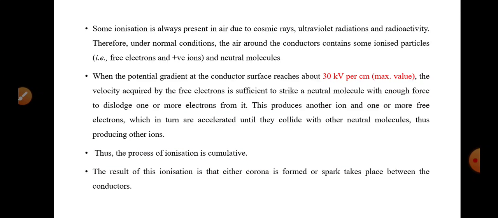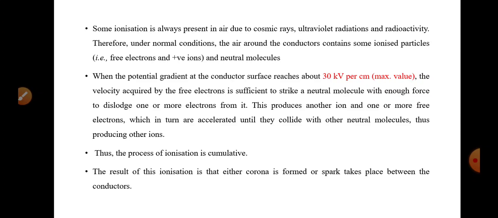How does this corona occur? During normal conditions, the air is in an ionized state due to some cosmic rays, ultraviolet radiations, and radioactivity. That is, the air consists of some ionized particles, that is free electrons and positive ions, and also neutral molecules. And when the potential gradient at the conductor surface reaches 30 kilovolt per centimeter, which is the maximum value, and when it is converted to RMS value, it will be 21.2 kilovolt per centimeter.